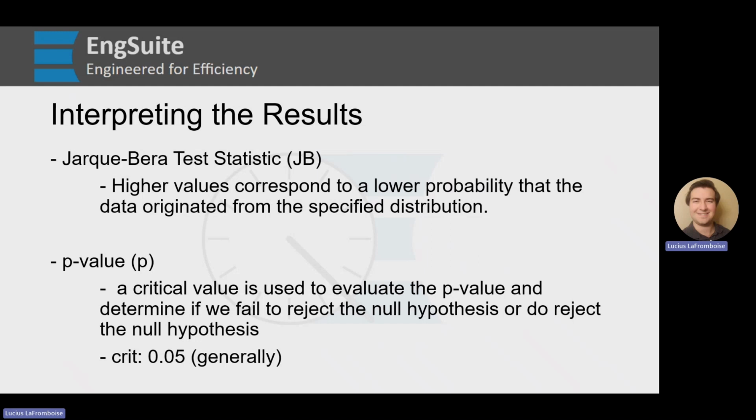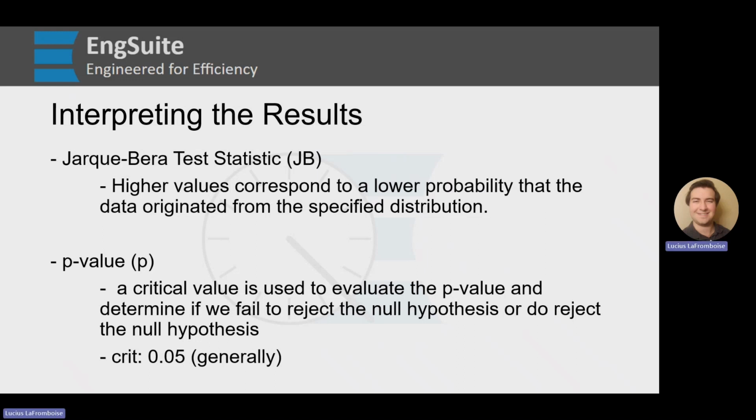For the Jarque-Bera test statistic, higher values correspond to a lower probability that the data originated from a specified distribution. And if we look at our cumulative distribution function for the chi-squared distribution, we can totally see why. As our Jarque-Bera test statistic increases, so does our CDF. And since the p-value is 1 minus our CDF, as the JB test statistic increases, the distance between our CDF and 1 becomes smaller and smaller. And as the JB test statistic goes down, that distance gets larger and larger, leading to a higher p-value.